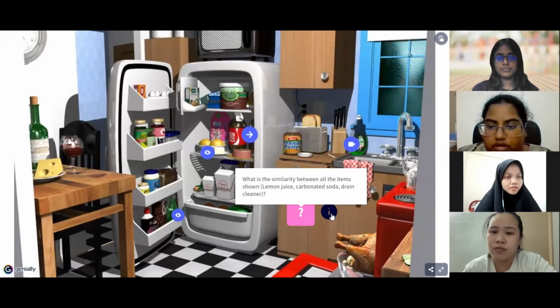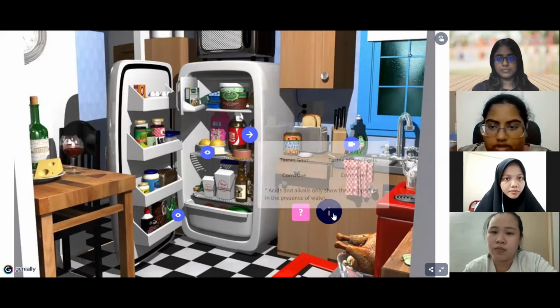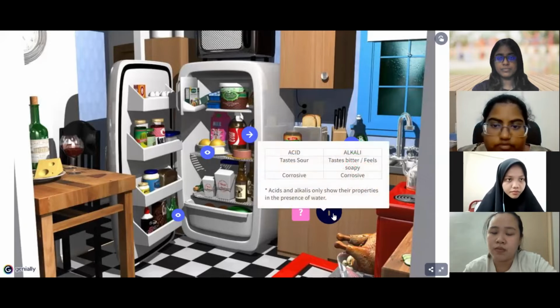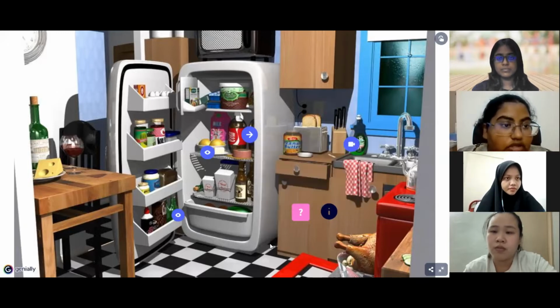Okay. So now we'll just have a quick recap. If you look at the table, you will see for acids, their characteristics are they are sour and bitter. For alkali, they taste bitter or feel soapy, and they are also corrosive. Acids and alkali only show their properties in the presence of water, and water itself is neutral, as we saw just now.